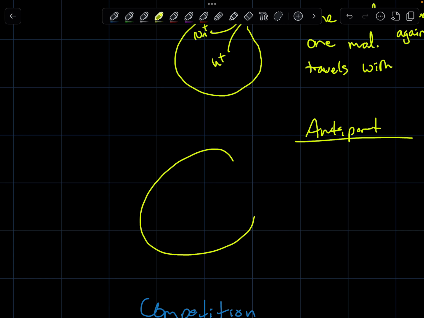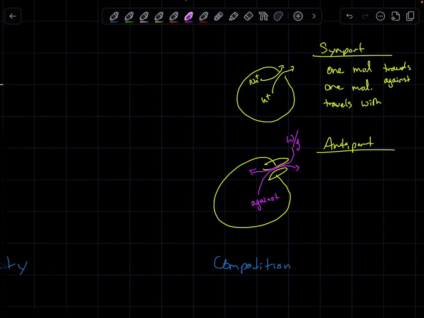I'll just do a simple drawing here. You've got a protein. Now, one of the molecules is going to go with the concentration gradient, and another is going to go against the gradient, and that is just an example of antiport.